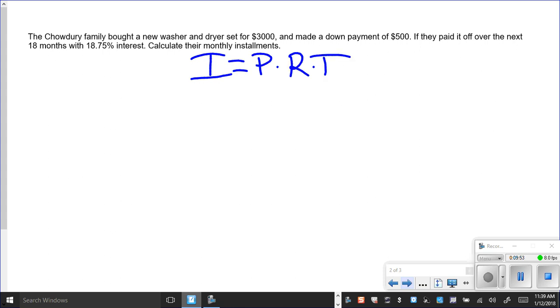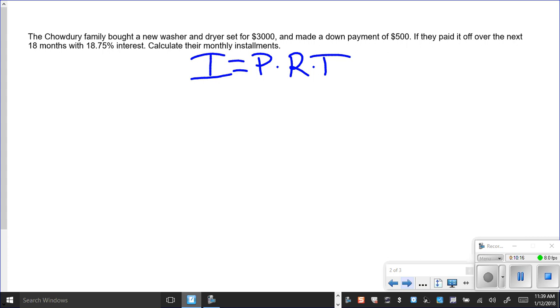And let's read it and see what happens. The Chowdhury family bought a new washer and dryer for $3,000. They made a down payment of $500. If they paid it off over the next 18 months with 18.75% interest, calculate their monthly installments. This problem takes a couple of steps.